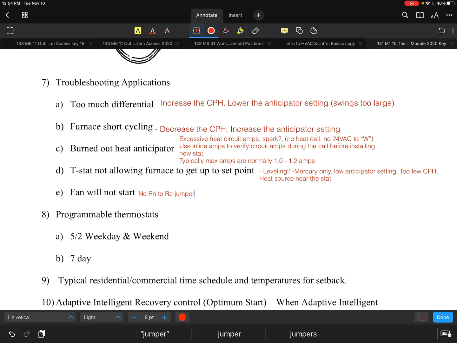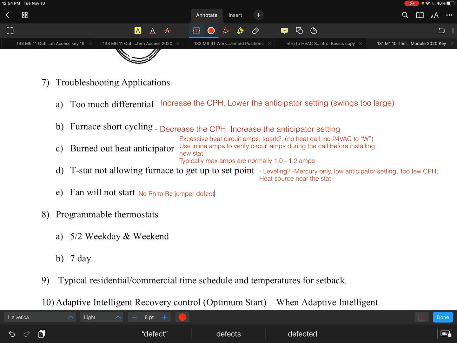Now, this is true not only on the mechanical thermostats, but it's also true on the programmable thermostats. There's some of them where you have to have that jumper in there, and that's the reason why they either may have taken it out, or they can't get the fan to run. So the fan is typically driven based on the cooling transformer, and that's normally what it ends up being.